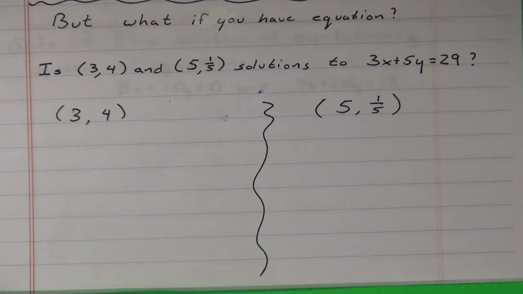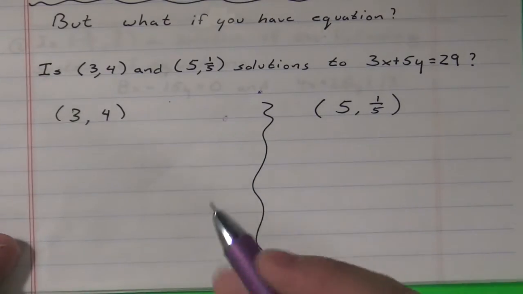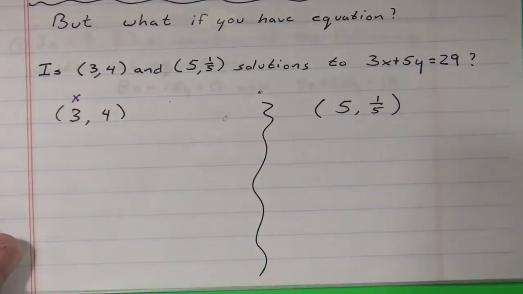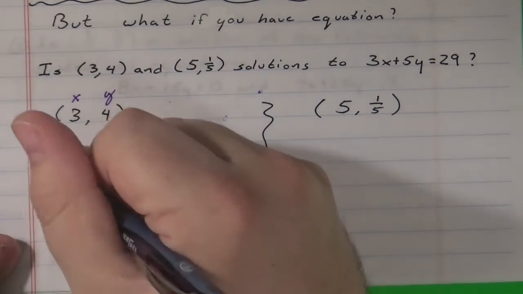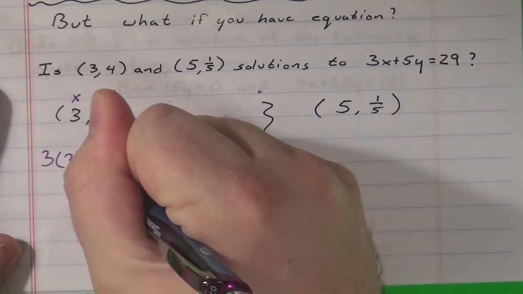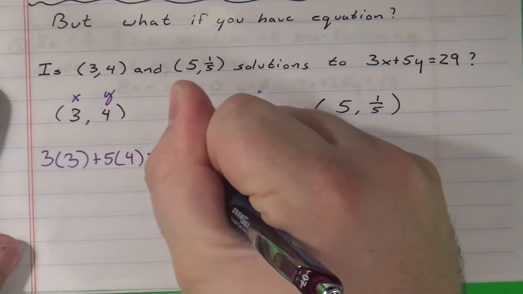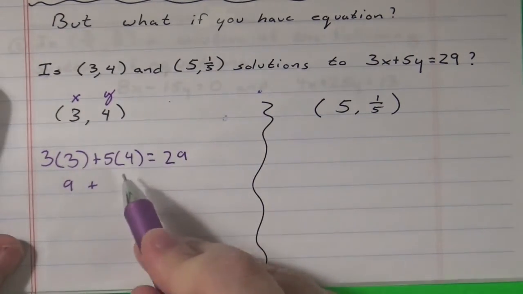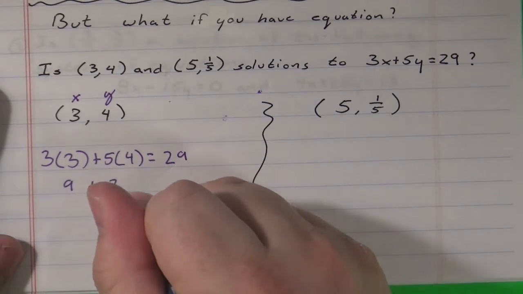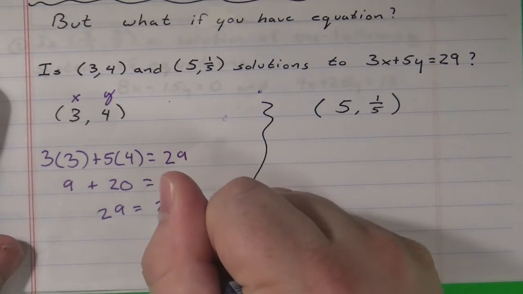Well, this looks complicated, but it's not. Really, all you're going to do is plug these numbers into your equation. You should know by now that 3 is our x value and 4 is our y value. So let's plug it into our equation. 3 times 3 plus 5 times 4 equals 29. Well, 3 times 3 is 9, plus 5 times 4 is 20, equals 29. 29 is equal to 29.